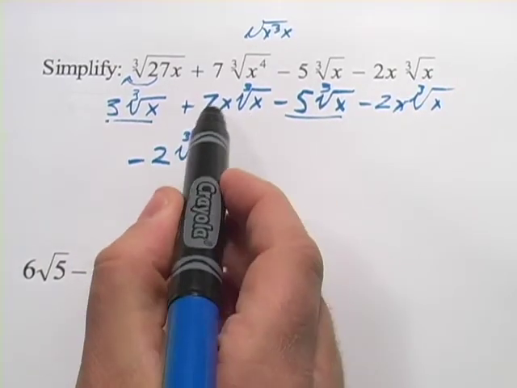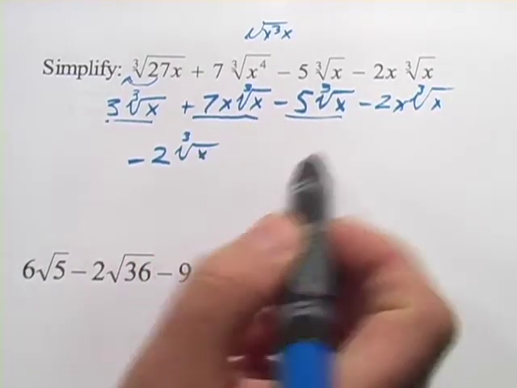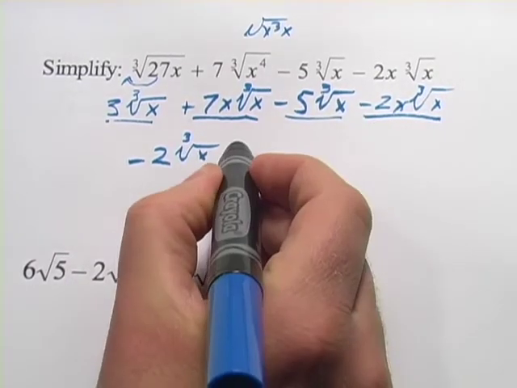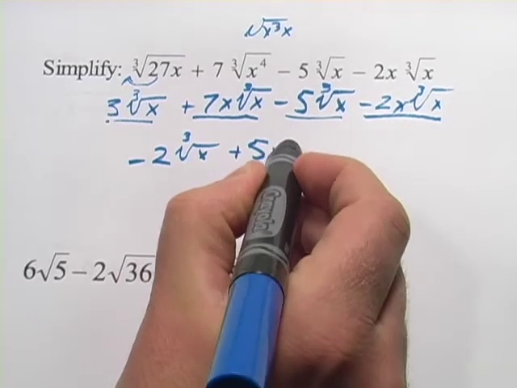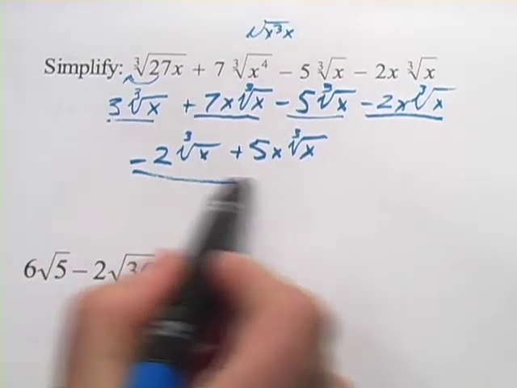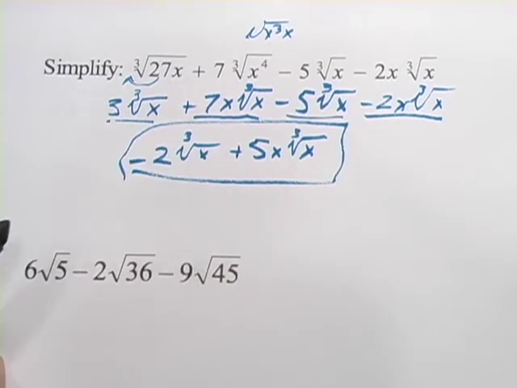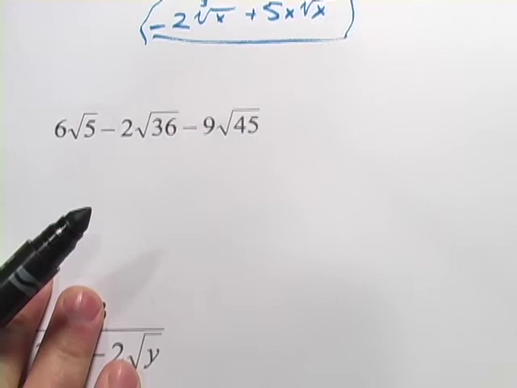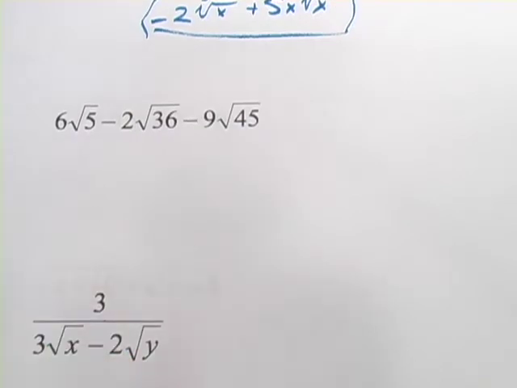And then we have a different term. We have x times the cube root of x, and we've got a positive 7 and a negative 2. So that's going to be a positive 5x times the cube root of x. And that is our simplified answer. Let's try another one. This one just has numbers, and it's square roots instead of cube roots. So let's see what we can do there.